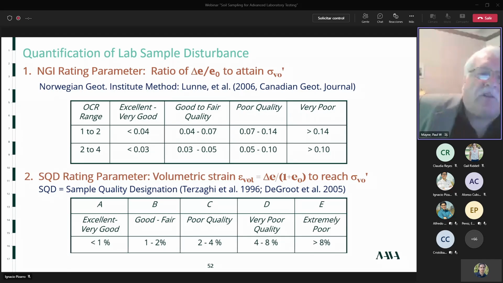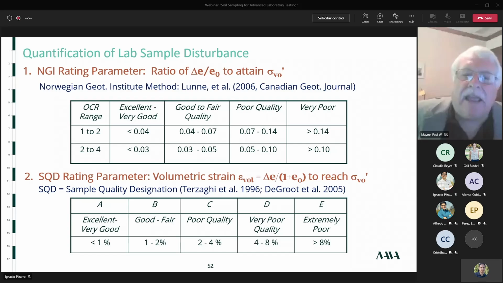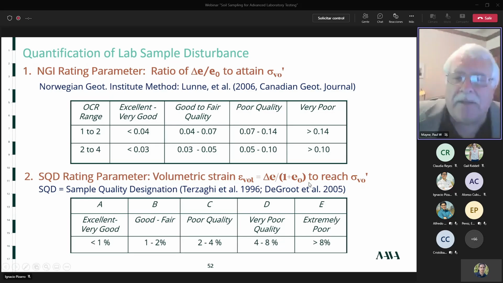And then another one called the SQD, which is sample quality designation. This is in the book by Terzaghi, Peck, and Mesri. In that case, it's the same information, but you measure the volumetric strain, delta e over 1 plus e naught, in order to reach sigma v naught prime. And so again, you get a grading. And so what can you do with that grading?